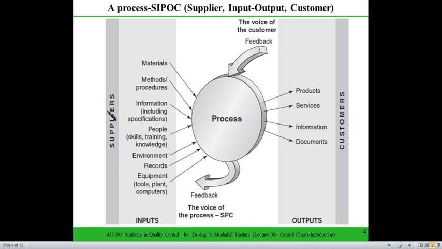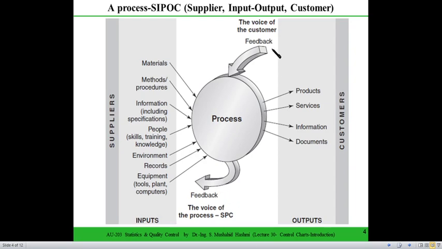If we have good suppliers, good vendors, we could have a better input for this transformation process, in which your process turns all this input into an output. And an output could be anything. It could be a product, it could be a service, or it could be some information or some documents. That would be an output.